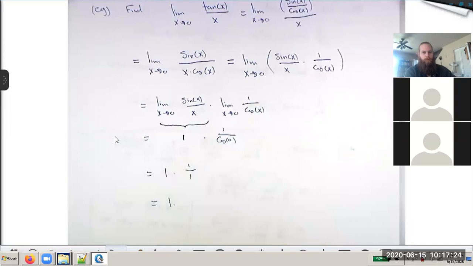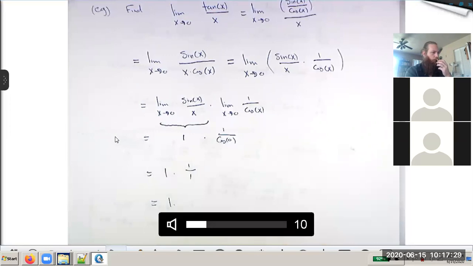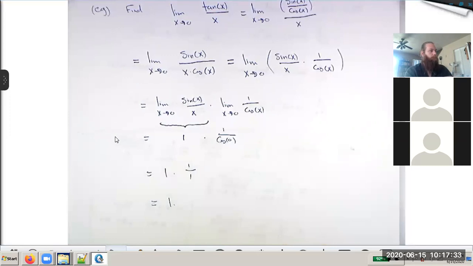Yes, I have a question. Yeah, go ahead. Okay, so we went from sine over cosine over x, and then you went from sine x over x cosine. Shouldn't there be a cosine right next to the sine x?